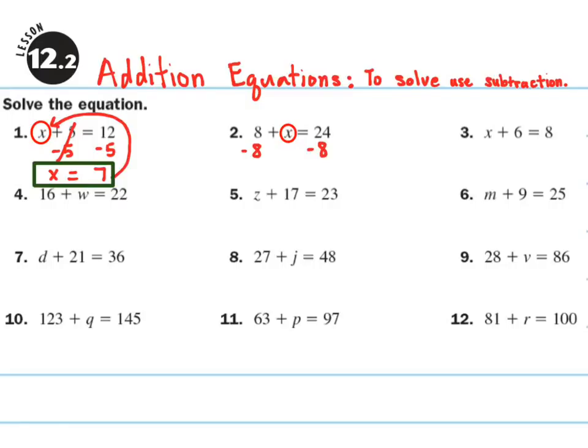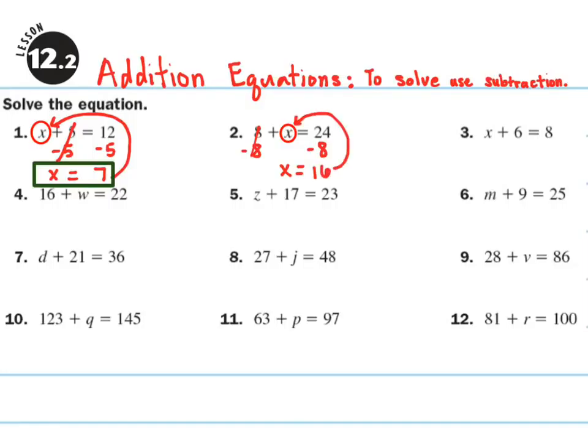When I do that, on the side on the left, we're going to notice that this cancels out. 8 minus 8 is 0, and so we have 0 plus x, and I'm just going to name that x equals. So that side is just x. On the opposite side of the equation, take away 8 from 24, and we get 16.